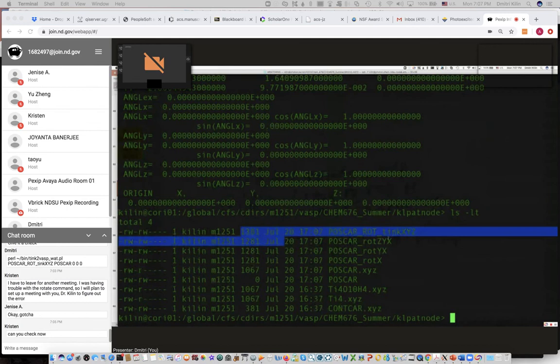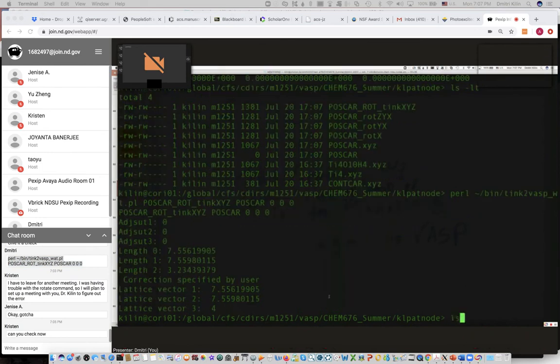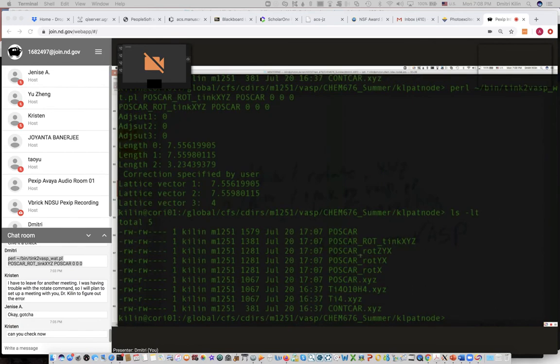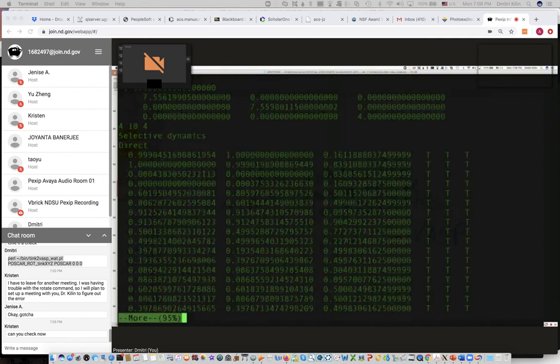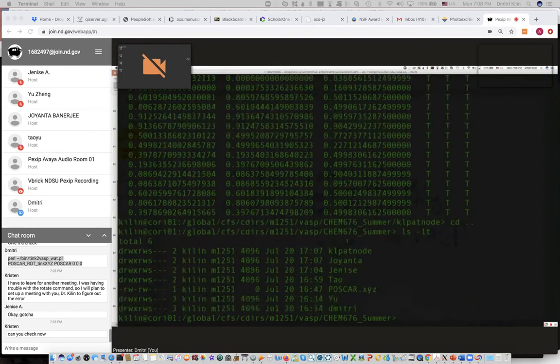I do not want you to miss your other meeting, but let me type in this command, ls minus ot. So now your directory is on the same page as everyone else. More postcard. So it is what all of us should have. I'm going to the next directory.